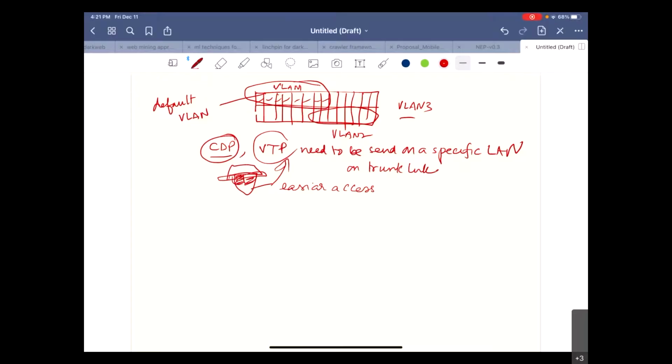So what exactly do you need to take as countermeasures? The countermeasure is always that you need to dedicate a physical switch port. Create a switch.